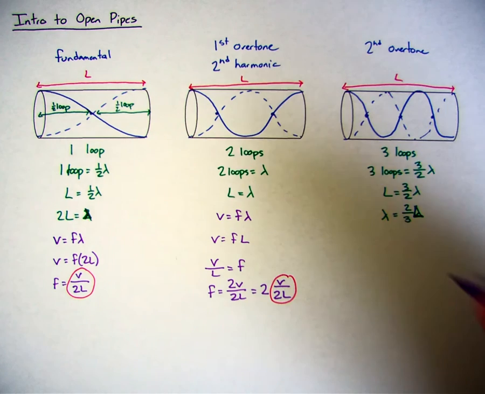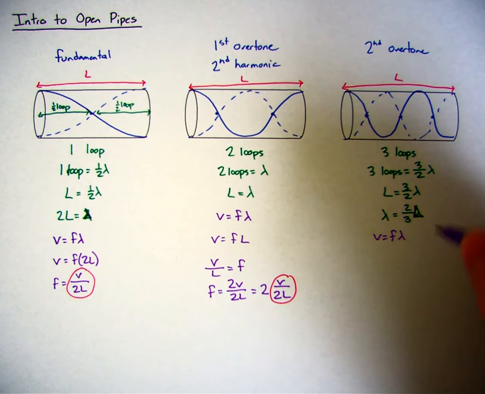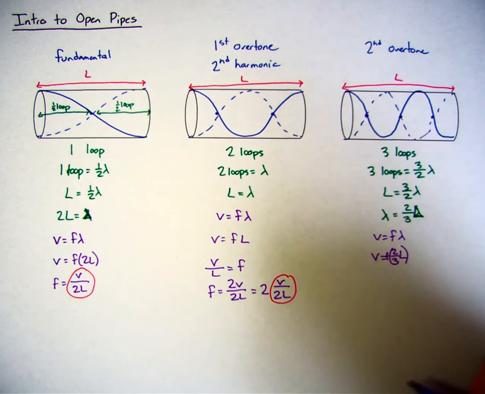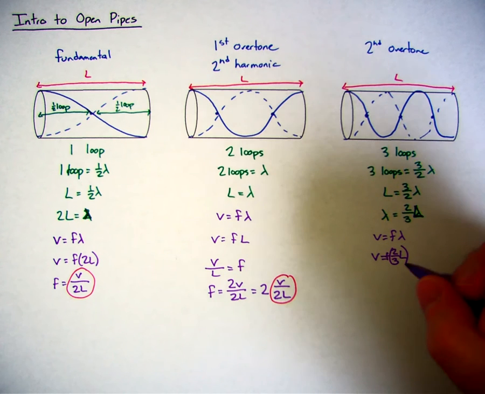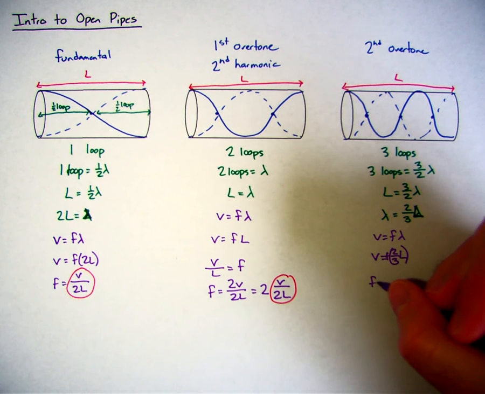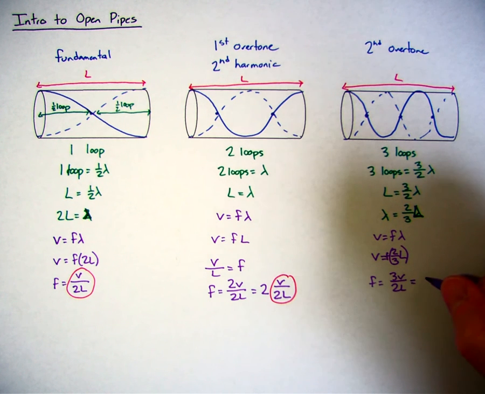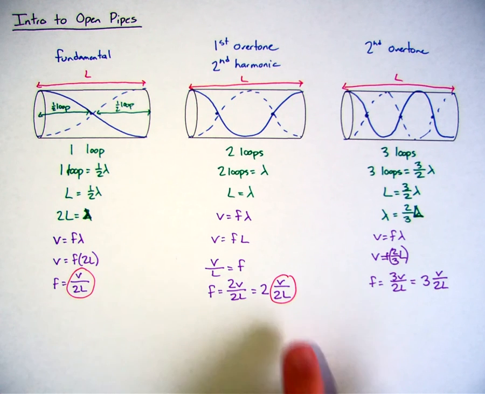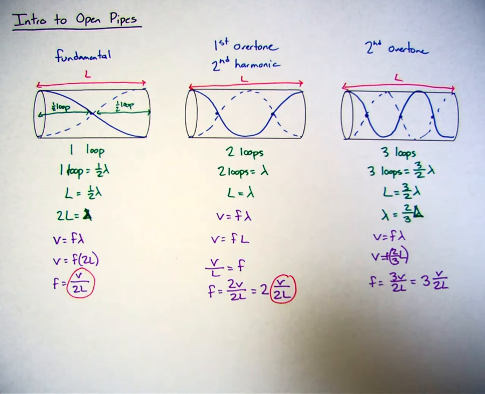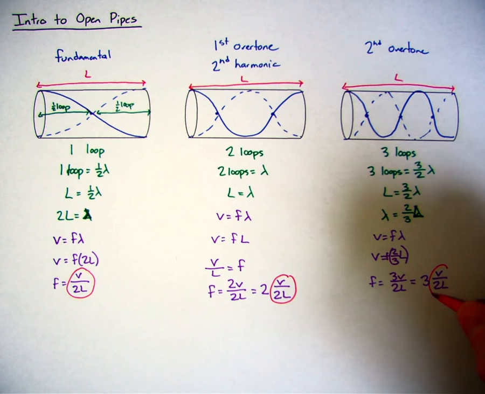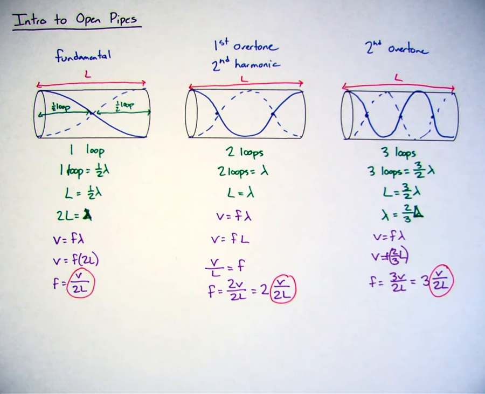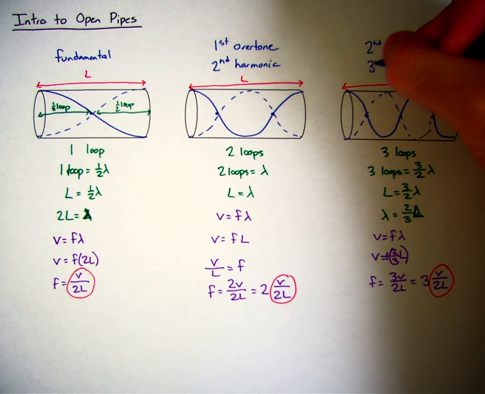So if I use the velocity equation again, so velocity equals frequency times wavelength, plug this in, have velocity equals frequency times 2/3 L, which means if I basically multiply both sides, do a little bit of manipulation, I have frequency equals 3V over 2L, which means that's equal to 3 times V over 2L. So you can see that the pattern continues. This was 2 times the fundamental. This is going to be 3 times the fundamental. So this is going to be our 3rd harmonic.